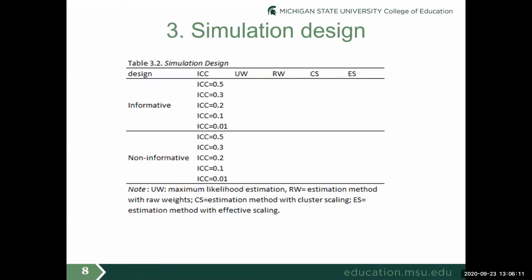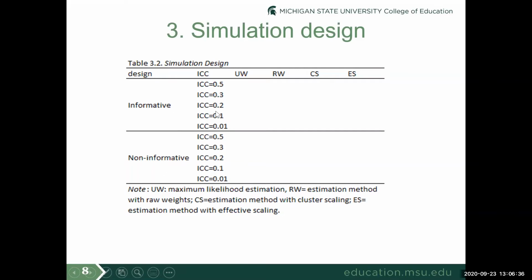Monte Carlo simulations were conducted. Here is the simulation design. So you can see there are three factors manipulated. One is the informativeness of selection. One is ICC. The other is the estimation method. So informativeness has two levels, informative and non-informative.